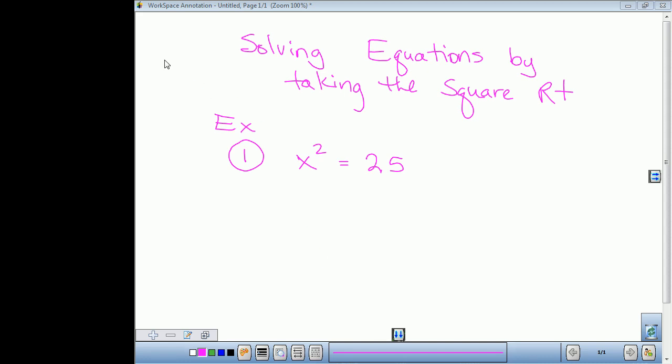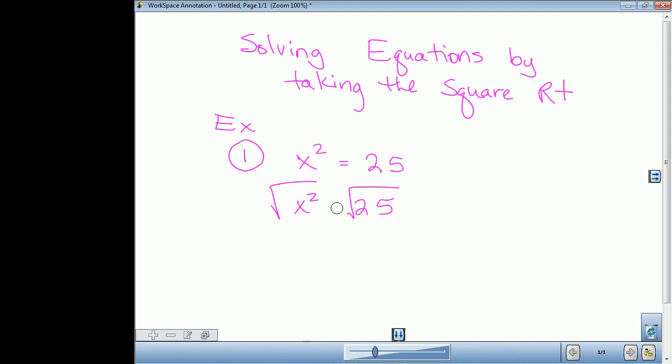So here we go. x squared equals 25. To solve this, you just told me we're going to take the square root. So when we take the square root of both sides, and when you draw the square root symbol onto a problem to solve it, you always get positive and negative. So what is the square root of 25? 5.